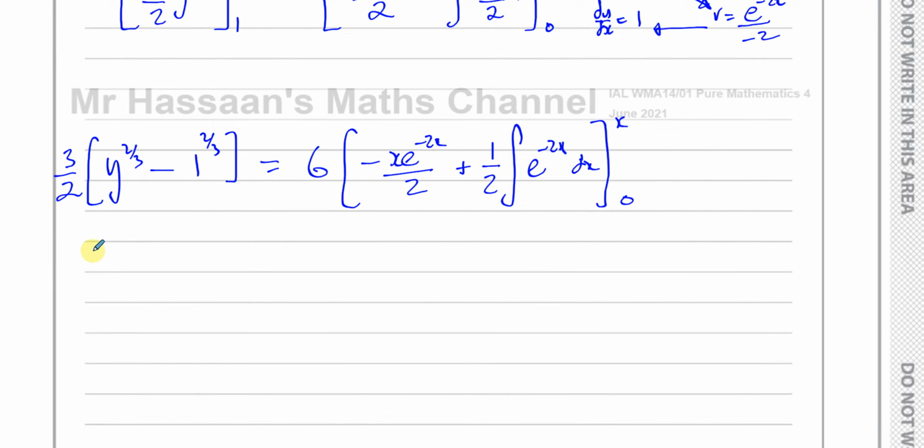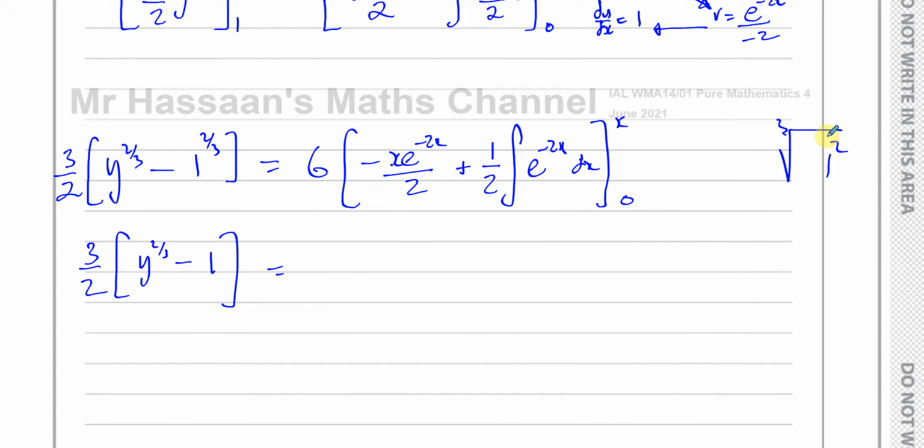So this gives you 3 over 2 y to the power of 2/3 minus 1. 1 to the power of anything is 1. Okay, 1 to the power of this. What this means here is the cube root of 1 squared. So the cube root of 1 is 1, 1 squared is 1.